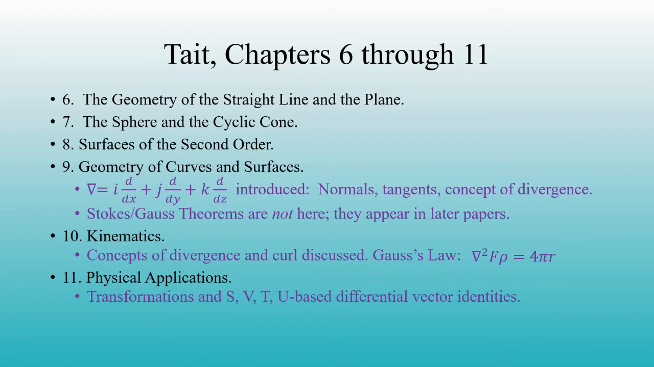Tait states in the introduction that chapters 1 through 5, quote, "have been drawn up so as to give the student a short and simple summary of the chief fundamental formulae of the quaternion calculus itself," unquote. Chapters 6 to 11, which actually comprise the majority of the book, are intended as mere applications and examples of the quaternion math to geometry and to physical problems. These chapters are unique to Tait. This was the stuff that Hamilton didn't bother with.